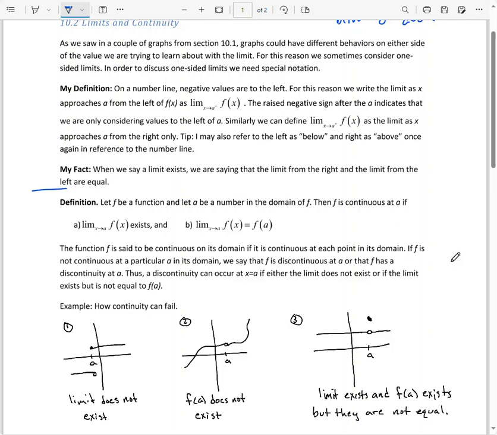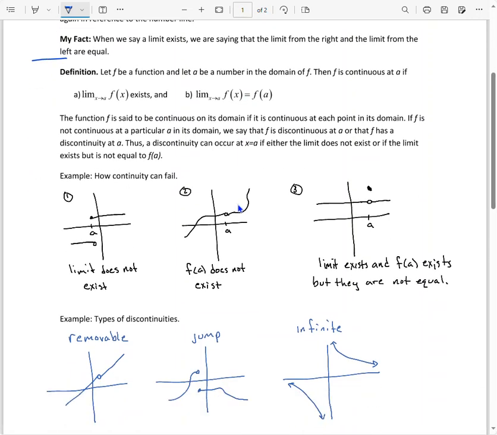Okay. Now, let f be a function and let a be a number in the domain of f. Then f is continuous at a, so continuous is what we're defining here, if the limit as x approaches a of f of x exists, and the limit as x approaches a of f of x is equal to the function value. All right, so we could kind of make it three parts. If the limit exists, the function value exists, and they're equal. All right, so how can it fail? Well, it could fail one of those three things.